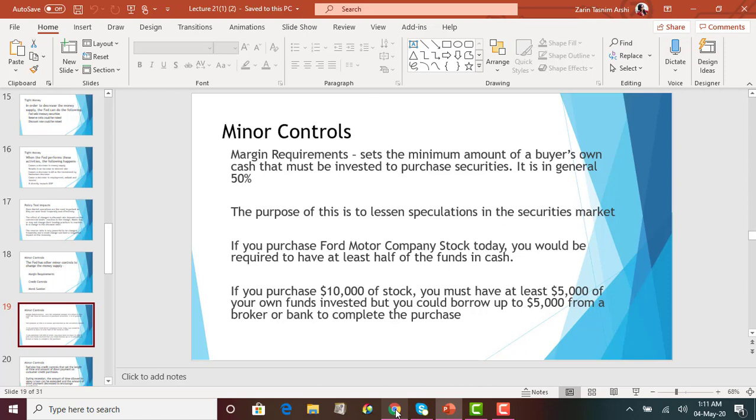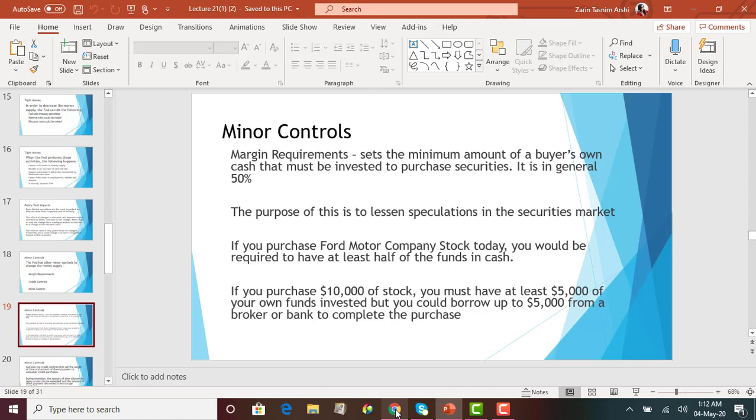So if you're trying to buy a security, or a stock, a certain portion of the money has to come from your own funds. The entire amount cannot be a loan from the bank. Okay, so remember again, these minor controls are indirect ways to control the money supply. So one way they can do this is by requiring owners to bring some cash to buy stocks or securities. Usually they require 50% when you're buying stocks.